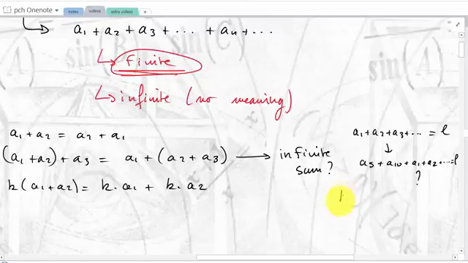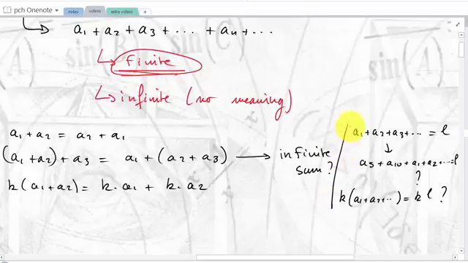Likewise, does K times (A1 plus A2 plus forever) equal KL? Is this true? Well, we will not be answering this question in this course. For that, you would have to wait past a calculus course to start looking at the properties of infinite sums.